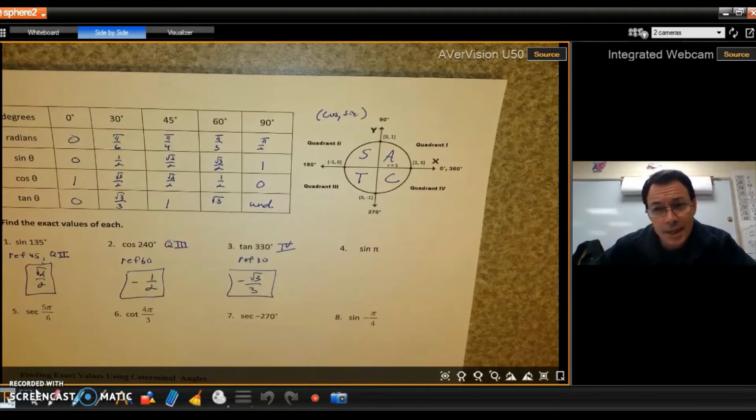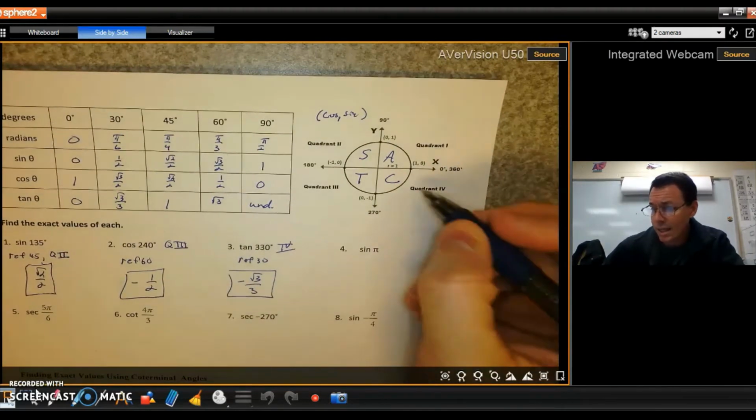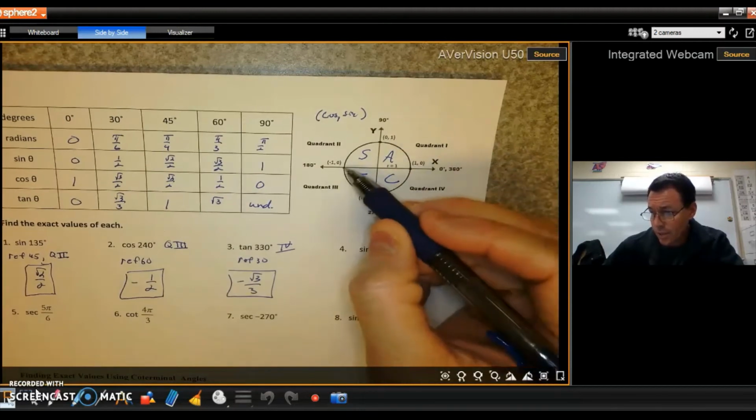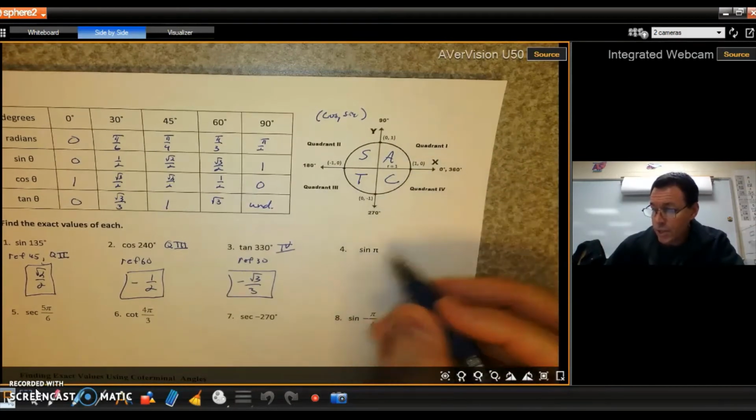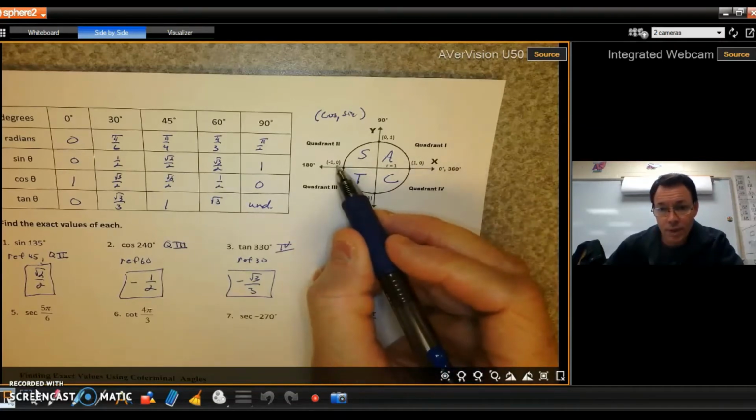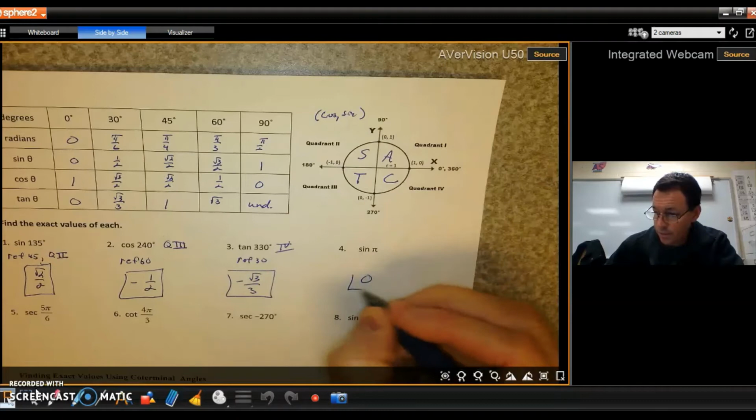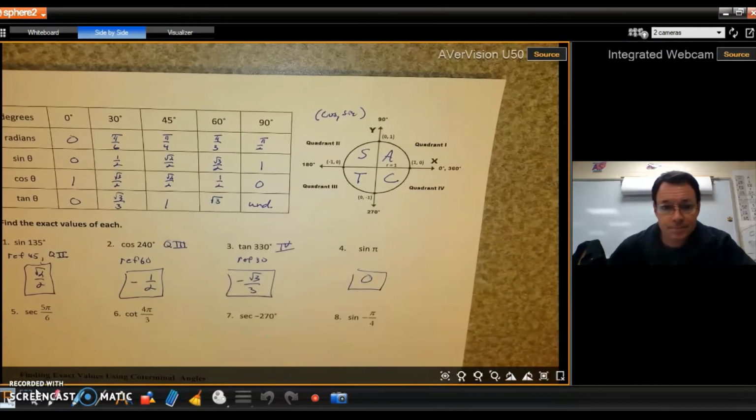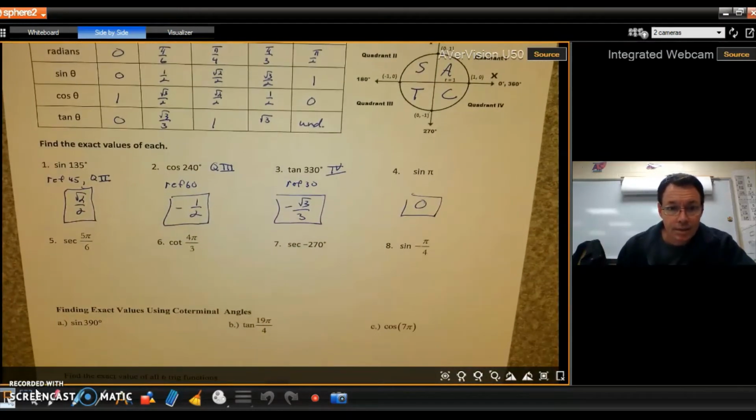What's the sine of pi? Pi is not in a quadrant. It's right here. So for this one, the sine of pi is the y value of that point, which is just 0, so it's 0, and I'm done.